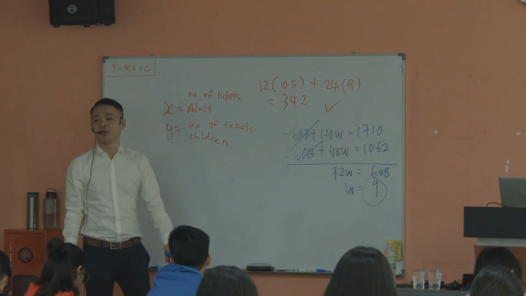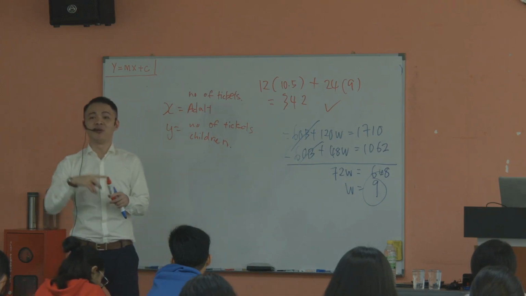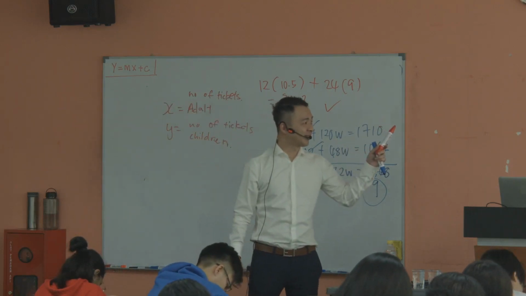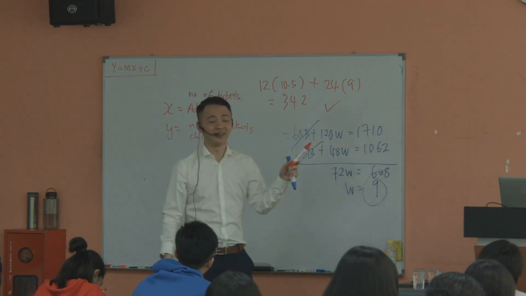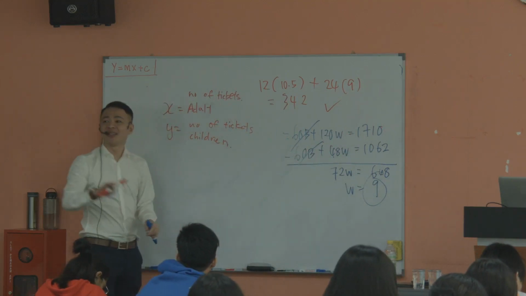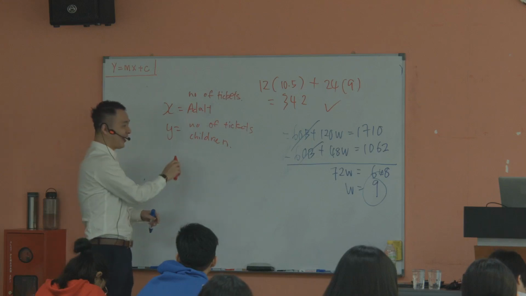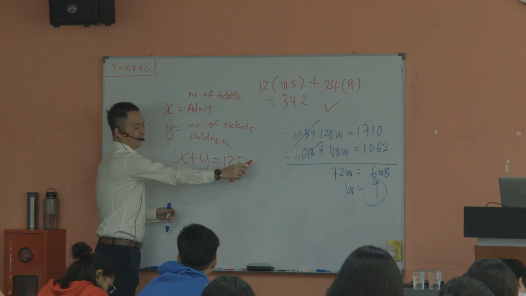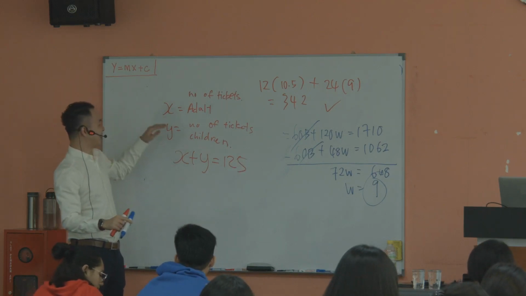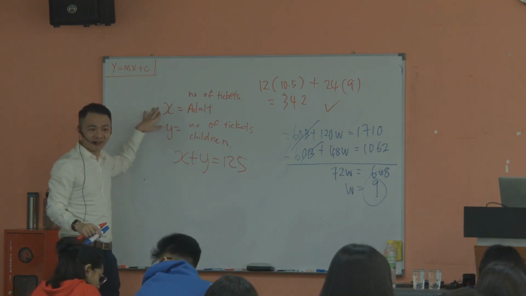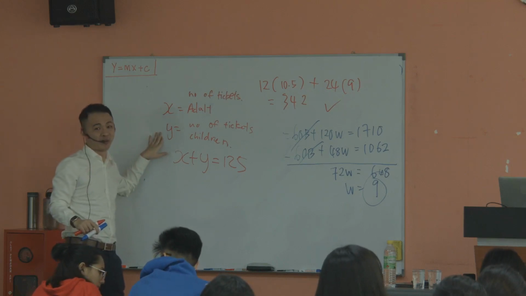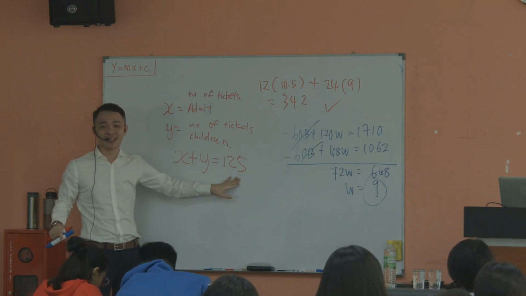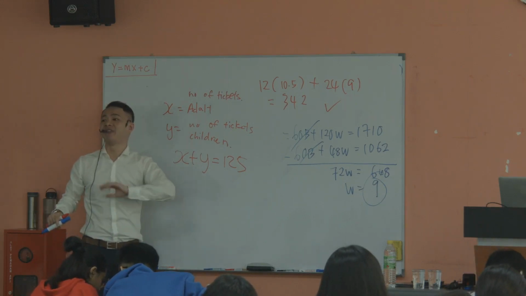Okay, so I will use the first information to form the first equation. So what does the first information tell me? In total, how many tickets did I sell? 125. X and Y are my numbers of tickets. So I know X plus Y must equal 125. That means maybe they sell 45 tickets for adult, then Y will be 80. Both added together have to be 125. This is how I use the first information to form my first equation.